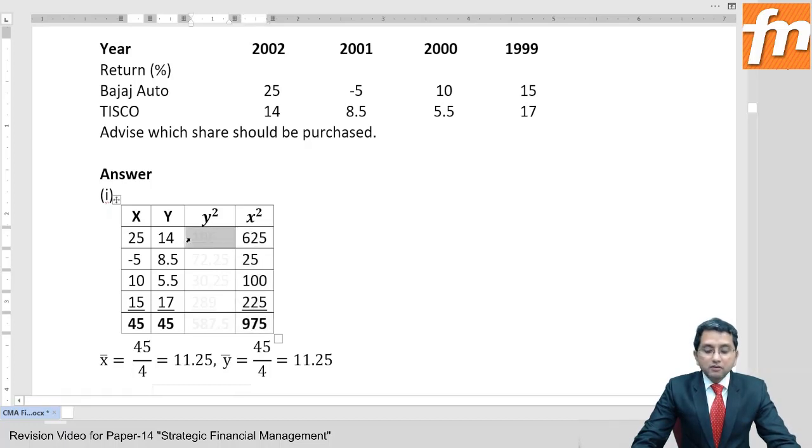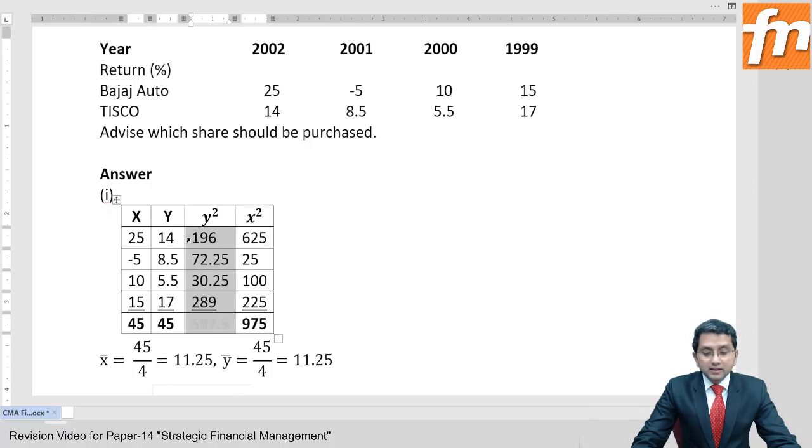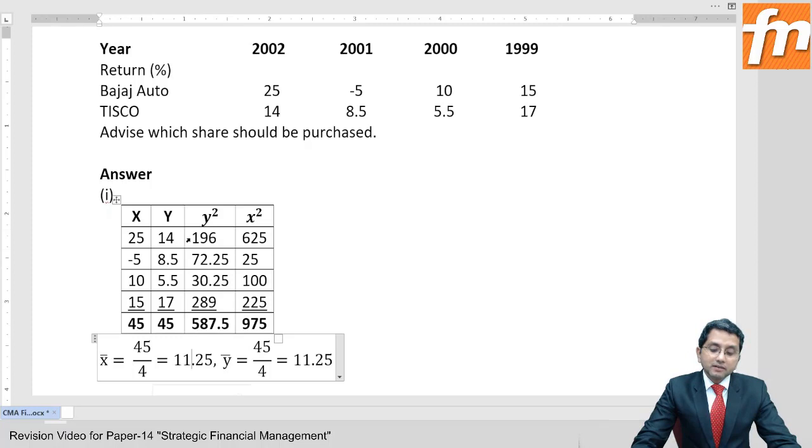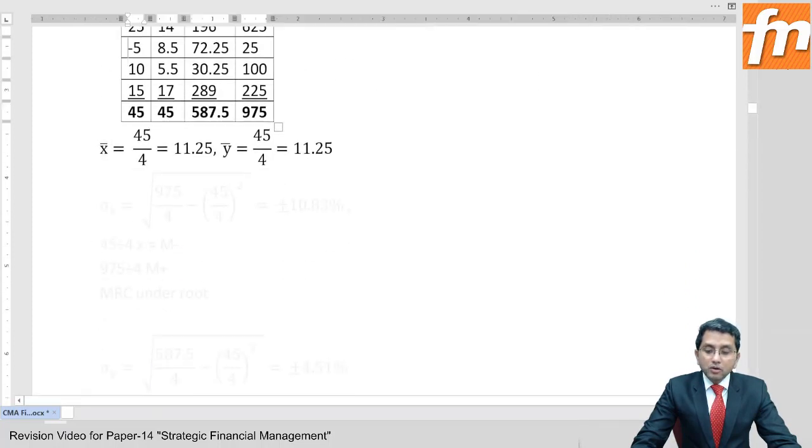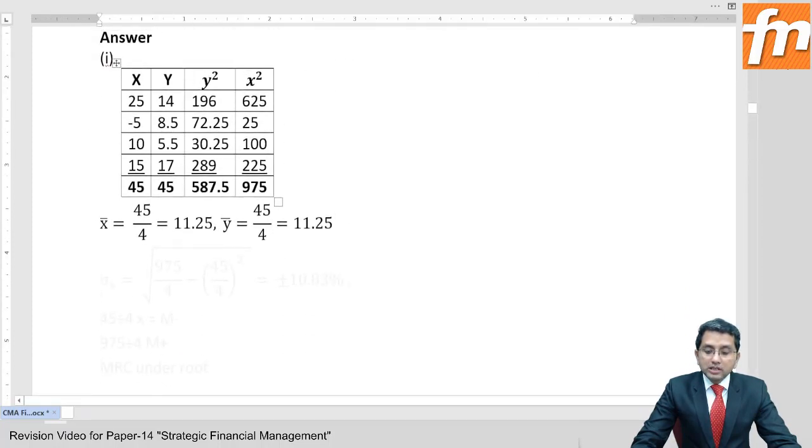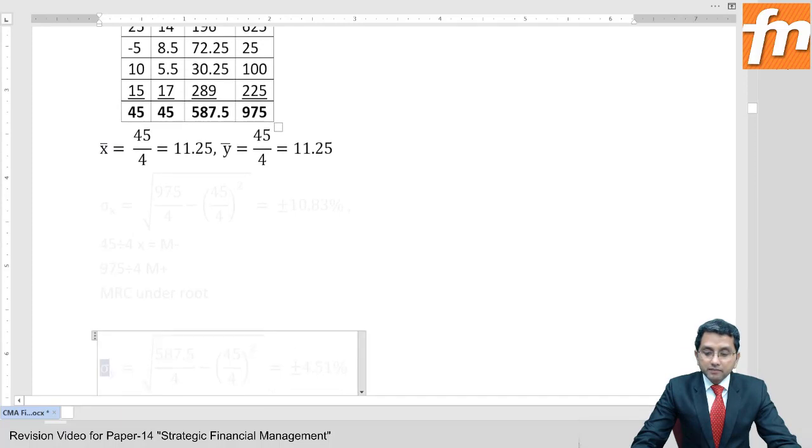Let's do the same thing with the Y series. 14 square is 196. 8.5 squared is 72.25. 5.5 squared is 30.25. 289 is the square of 17. Make a sum total: 587.5. I'll tell you keystrokes for everything.